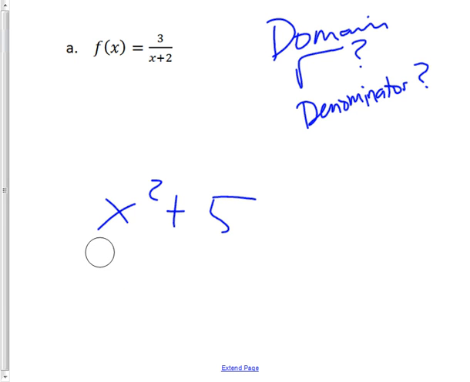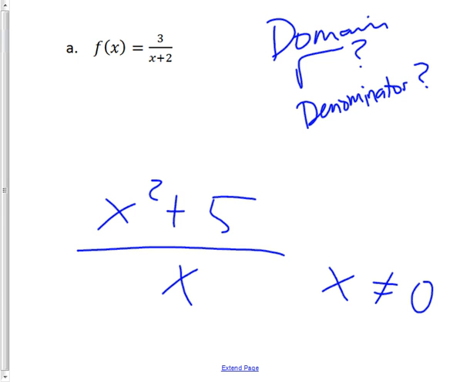But as soon as I take this and I divide by x, then it has a denominator. I have to watch out. On the denominators, what can't they be? 0. So I just have to say that the denominator here, x, cannot be equal to 0. And now everything works except that.